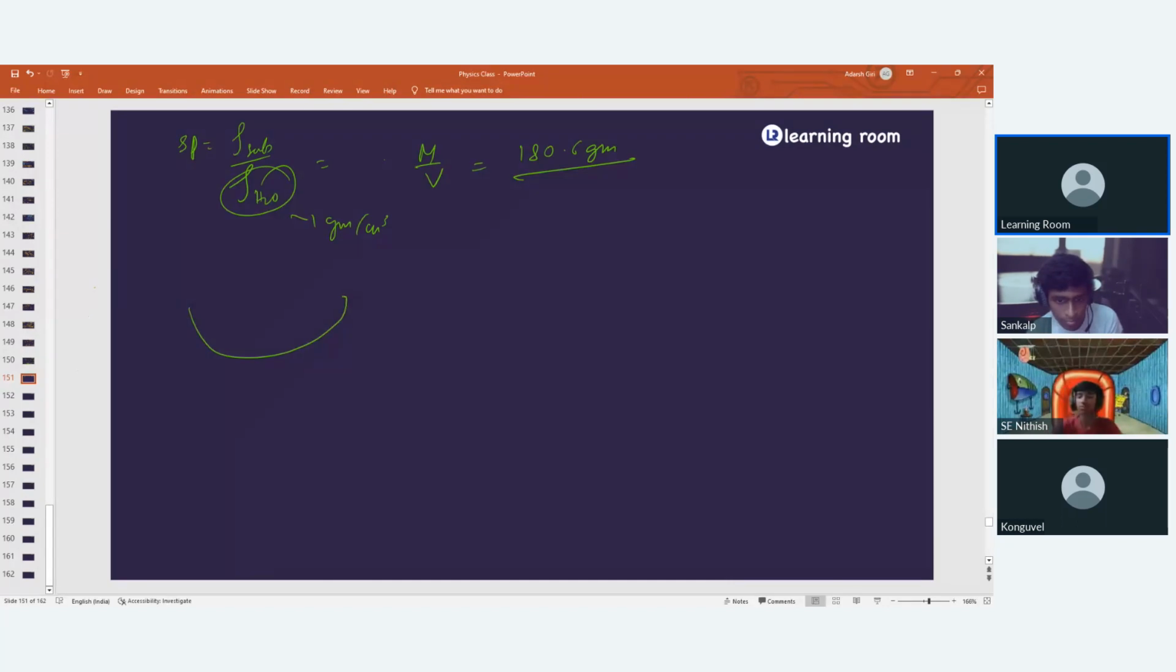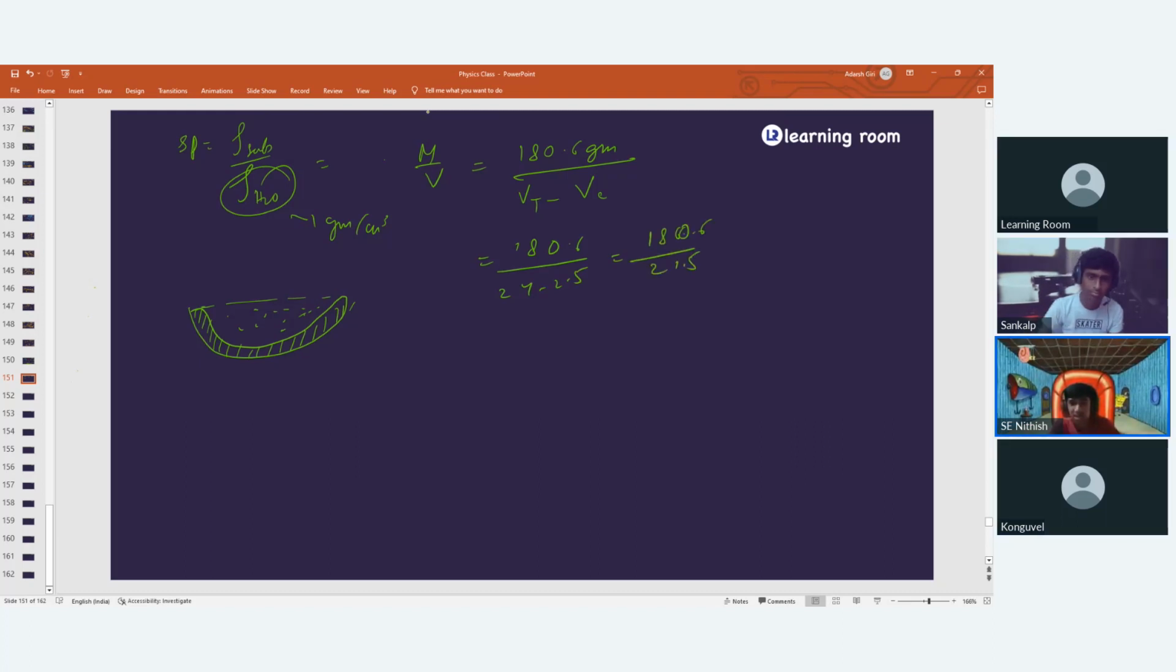Volume is basically what this mass is of. For example, if we take something like this, this will be the part of that volume that we'll be considering for the mass, right? Yes, sir. And the rest, the hollow part, will be having air. That will not contribute to the mass. So this is total volume minus volume of cavity. That is why it is 180.6 by 24 minus 2.5, so 180 by 21.5. Understood? Yes, sir. One second, sir, I'll bring the answer paper. I got it. 8.4 gram per centimeter cube. Option A.